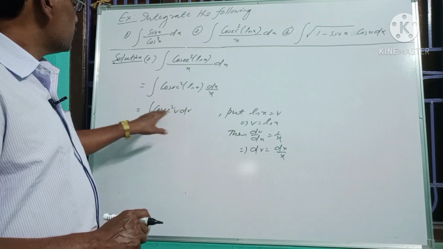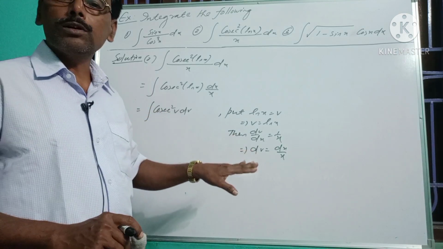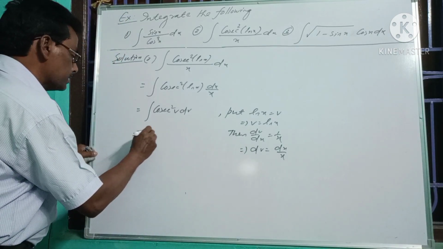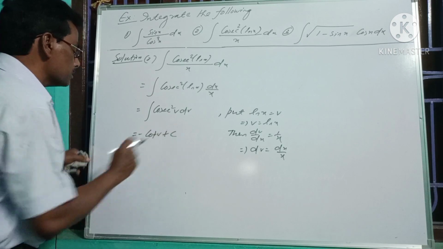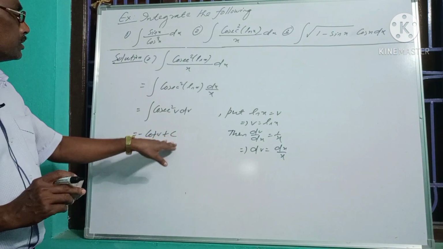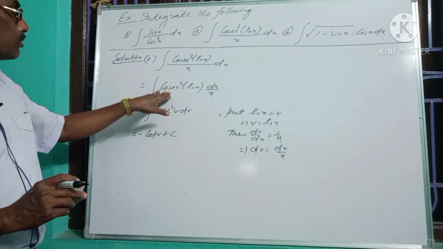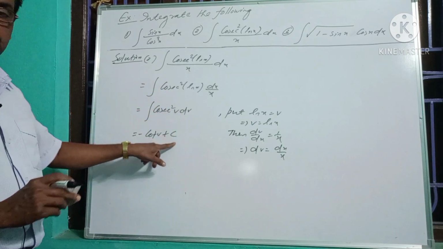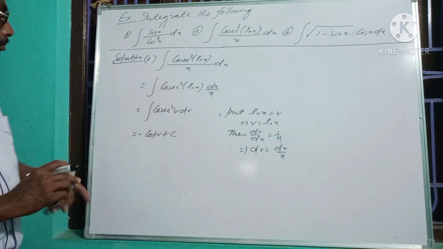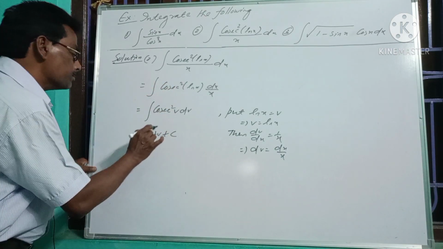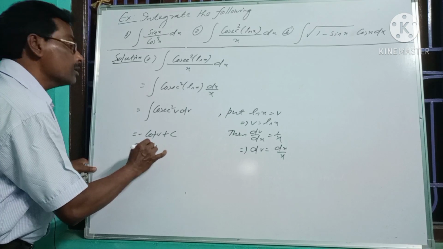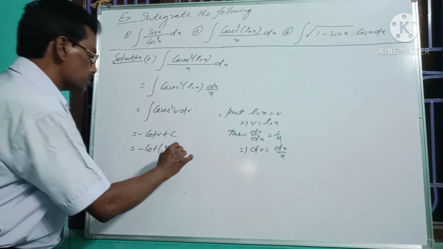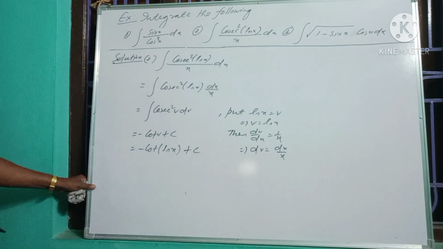So now this integrand is in standard form for integration, and its integration is minus cot v plus c, because the derivative of minus cot v plus c is equal to cosec square v. So the integration of cosec square v dv is minus cot v plus c. Now the integration is over, but we have to replace v, where v is equal to ln x. So we got minus cot of ln x plus c, where c is the constant of integration.